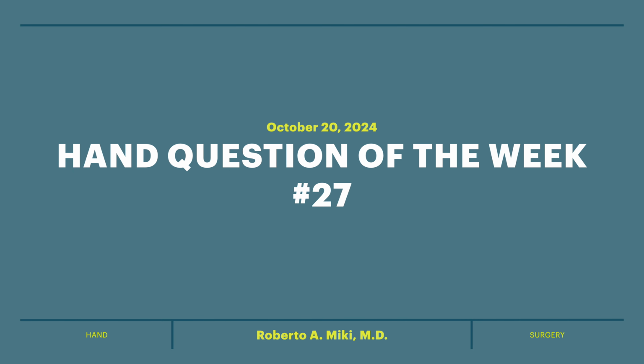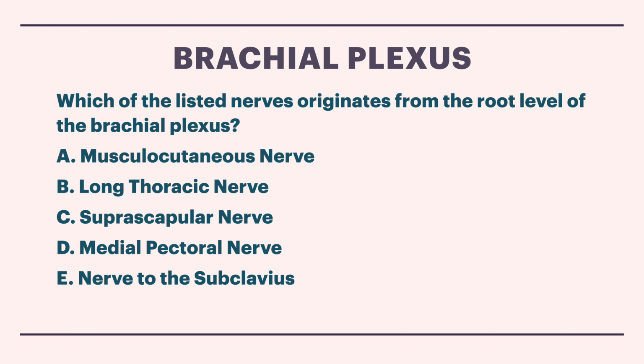It's number 27 in our series of questions for medical students, residents, and fellows studying for the boards or in-training exams. Well, let's get right into it. It's a brachial plexus question, which the boards love to ask about. Which of the listed nerves originates from the root level of the brachial plexus?